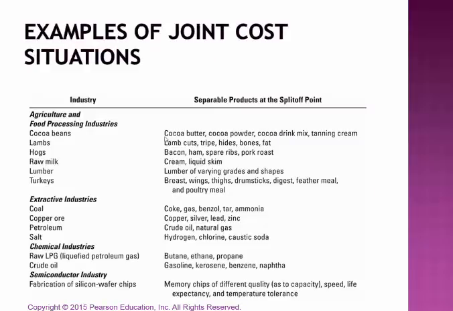Here's a couple of industries that give us some examples of joint cost situations. I'm not going to read them all to you, but let's just pick out a few here. For example, this one that we're going to talk about quite a bit in some of our examples: with milk and dairy, raw milk can be processed into cream and liquid skim. Looking down here, crude oil can be turned into gasoline, kerosene, benzene, and naphtha. Alright, so you guys could pause the video for a minute and take a look at some of those.